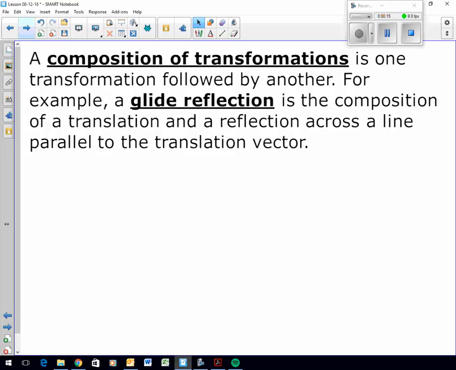What is a composition of transformations? Well, it is when one transformation is followed by another. As an example, we have glide reflection, which is the composition of a translation and a reflection across a line that's parallel to the translation vector. Again, glide reflection is the composition of a translation and a reflection across a line parallel to the translation vector.